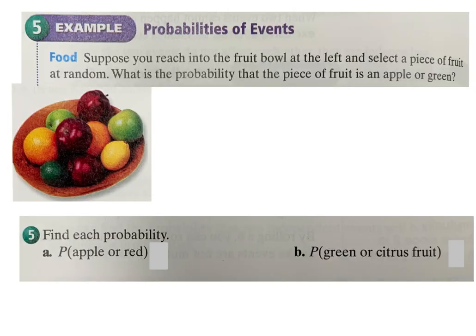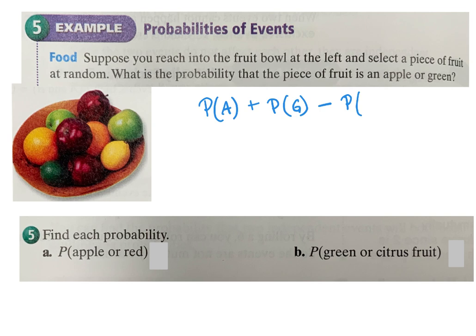Jelly beans one. Suppose you reach into the fruit bowl at the left and select a piece of fruit at random. What is the probability that the piece of fruit is an apple or green? The first thing we decide is, are apple and green mutually exclusive? No. There are green apples in this bowl, and so that is not mutually exclusive. So we're going to say the probability of an apple, we are going to add that to the probability of a green fruit, and we are going to subtract from that the probability of it being both.